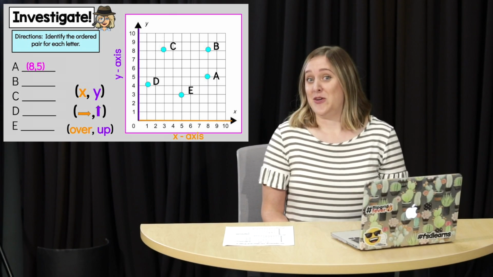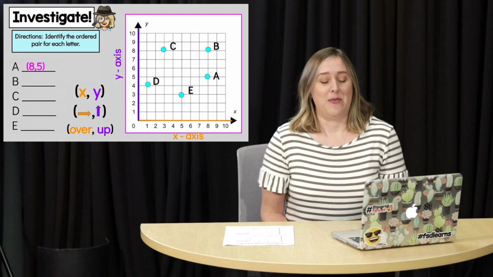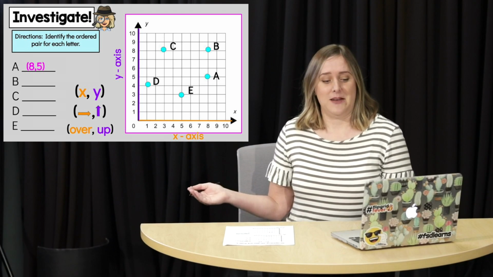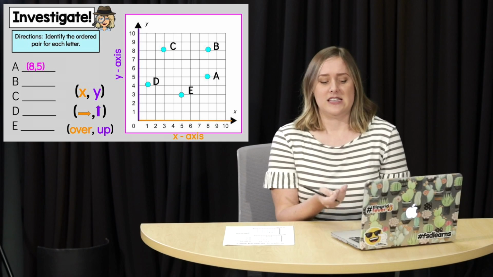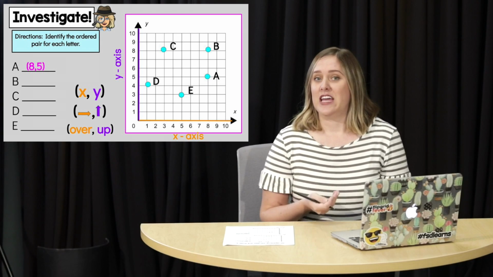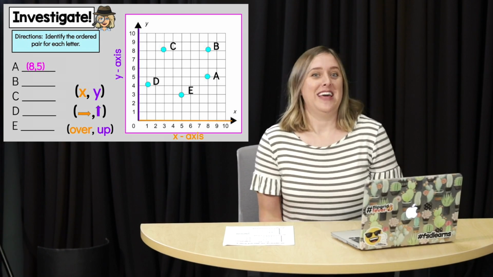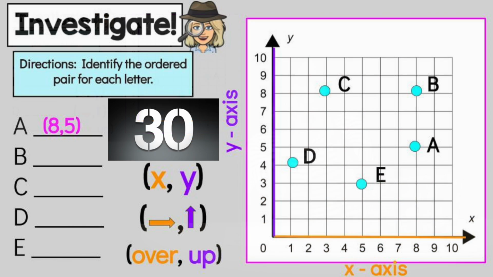So this is what I'd like you to do. I'm going to give you 30 seconds, and I would like for you to look at this coordinate plane and look at the rest of these letters and see if you can identify what is the ordered pair for each letter. Okay, so your time starts now.